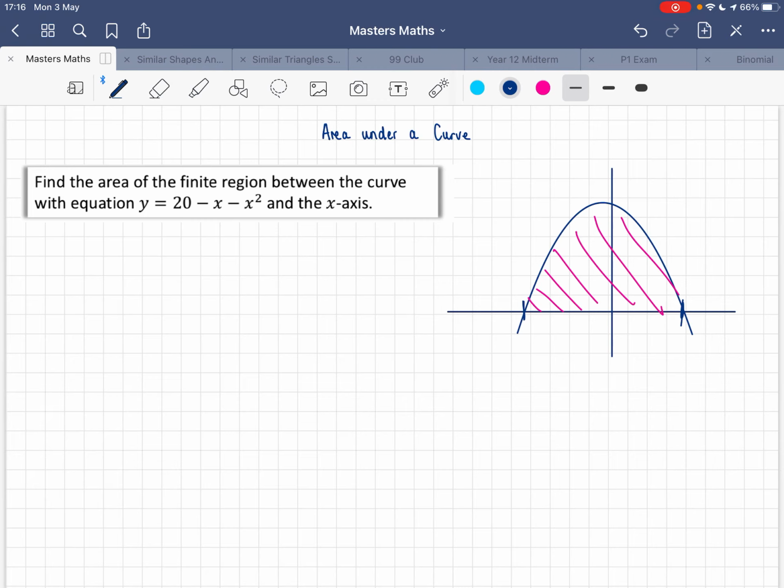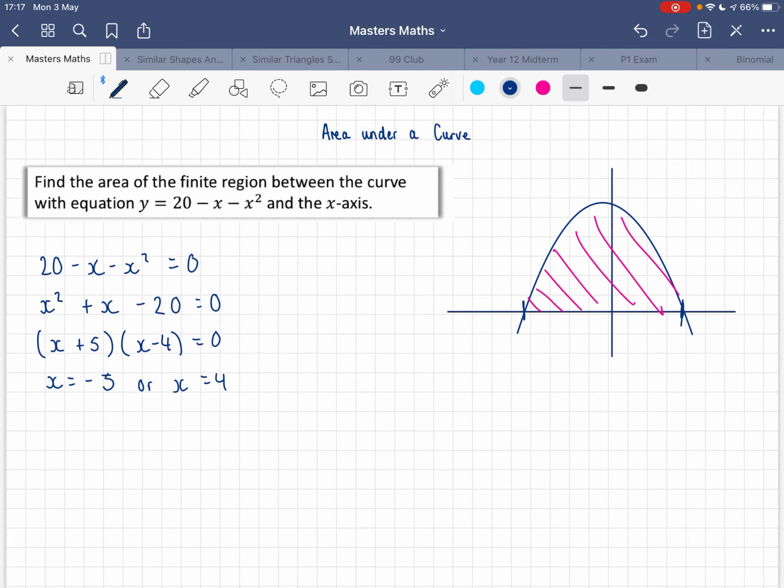So I'm going to put 20 minus x squared equal to 0. I'm going to swap everything to the other side because I don't really want to have a negative x squared. So I'm going to get x squared plus x minus 20 is equal to 0, which when we factorize gives us x plus 5, x minus 4 is equal to 0. So it's crossing the x-axis at minus 5 and 4. So this is minus 5, this is 4. So they're going to be the limits on our integral.